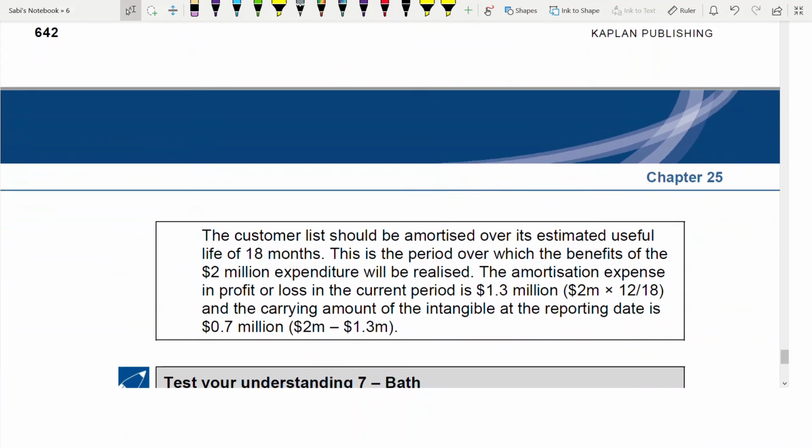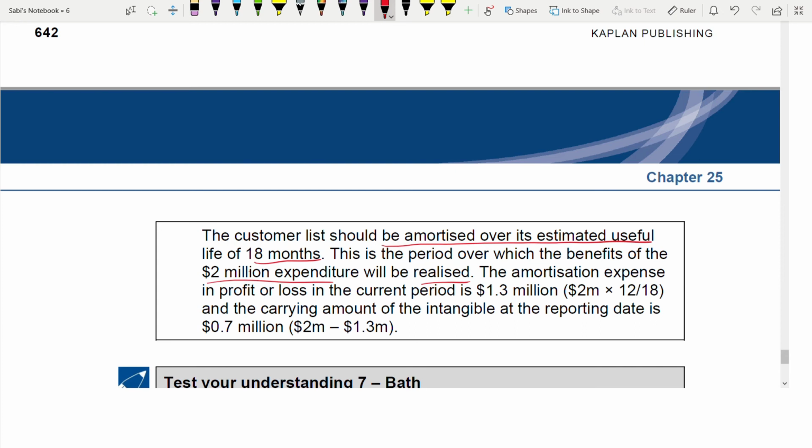Okay. What about amortization? Remember, intangible asset means amortization also will come. So the customer list should be amortized over its estimated useful life of 18 months. Yes, you have to measure that cost, number one. Number two, amortize it over its estimated useful life of 18 months, because they told us that for 18 months they are going to receive the benefit out of it. Why? Because this is the period over which the benefits of this 2 million expenditure will be realized. Cost was 2 million, out of which over 18 months you will be getting the benefits. So divide this 2 million by 18 months.